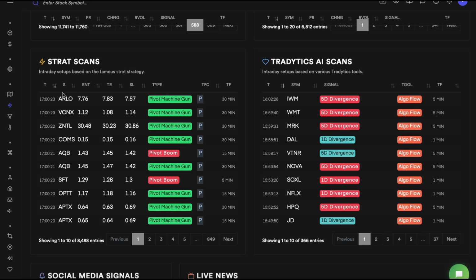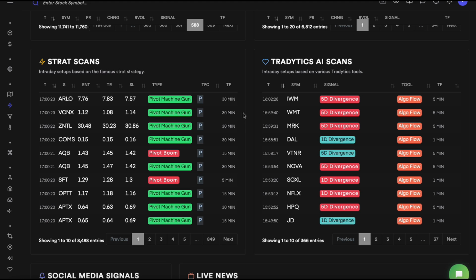One thing that you won't find in these communities is what these columns mean. So S is symbol, T is time, this is the entry. So these are exact entry exit setups. This is the entry, TR is the target, SL is the stop loss, TFC is the time frame continuity, and TF is the time frame. So I think that's the important thing to learn from this video. What do these column names actually mean?